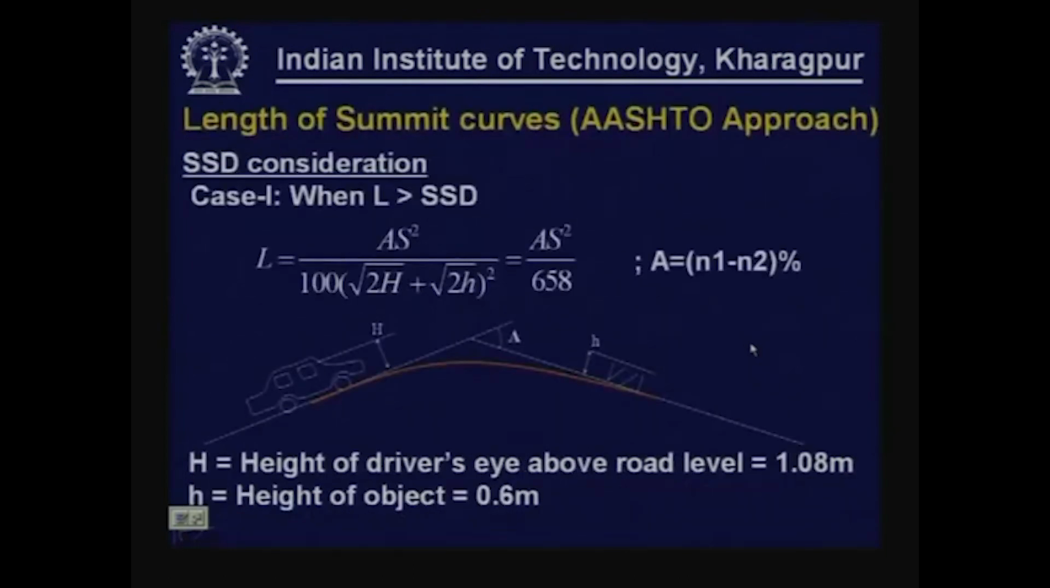Now, let us come to the curve design part. We have discussed the upper limits of grades, the lower limits of grades, and also the basis for deciding the critical length of grade as per AASHTO.